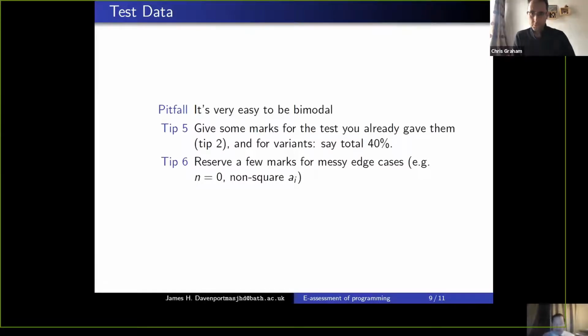So one, for example, I quoted, is n being 0. The other is non-square A_i. X has to be square, but the A_i need to be compatible with X. And if you've written the specification correctly, that's legal. You don't give that many marks for it because it's being a bit unfair. You give some, to distinguish the really good students, the starred first from the first. And this takes a bit of thinking, in my view, and actually it can take going back to the problem as well and making sure you've got the wording such that you're allowed to put some messy edge cases in like this. Not many marks, but some just to get some discrimination at the top.